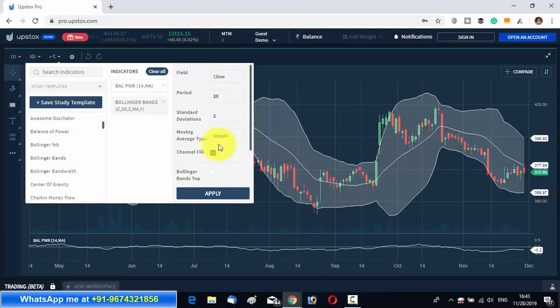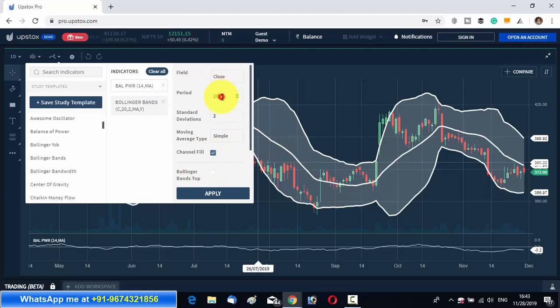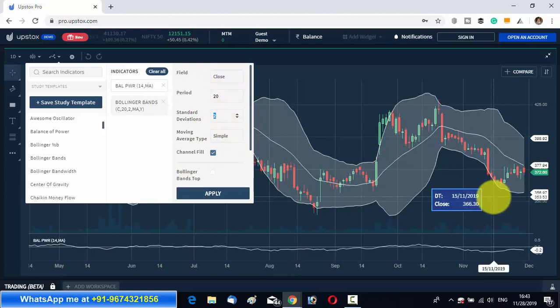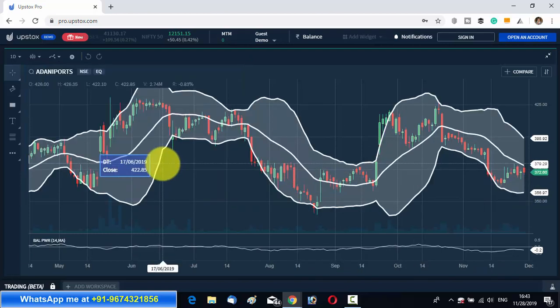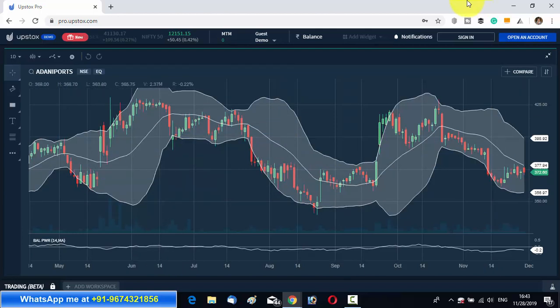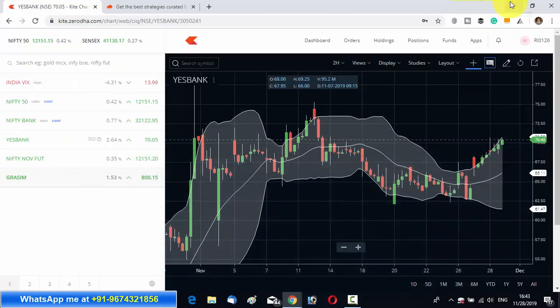You can see the same kind of parameters are there. So you can change the colors, you can change the periods, you can change the standard deviation. Let me keep it just default. Click on apply and the Bollinger Bands will be applied to the chart. So we have seen how we can attach the Bollinger Bands indicator on the charts.